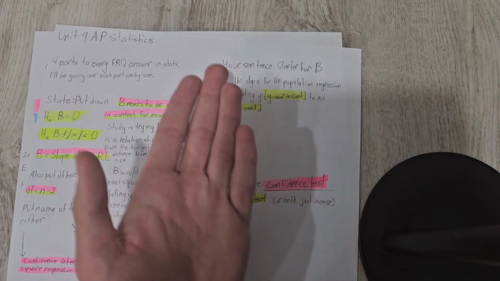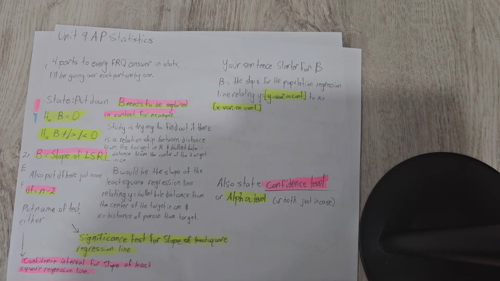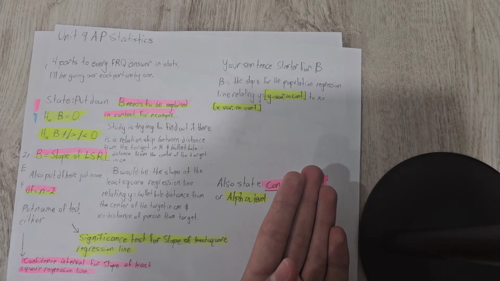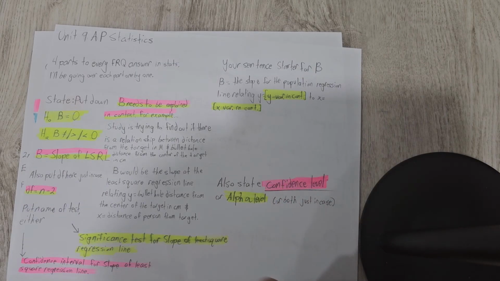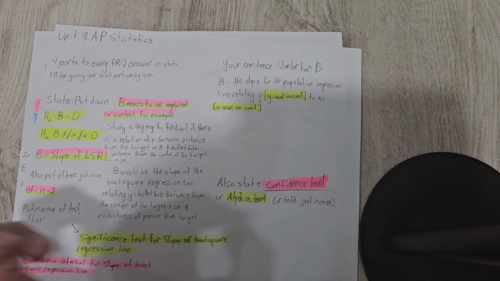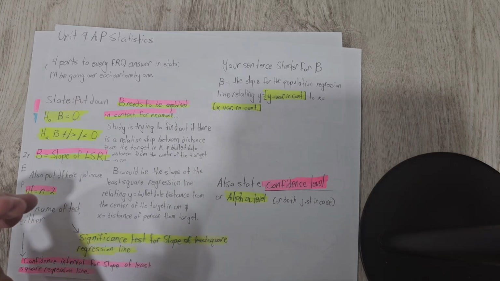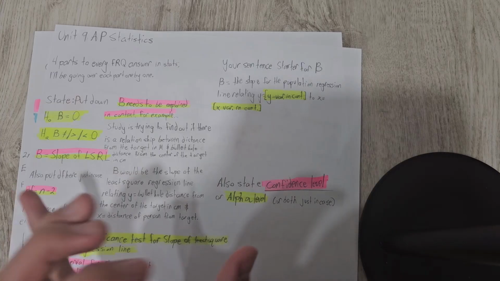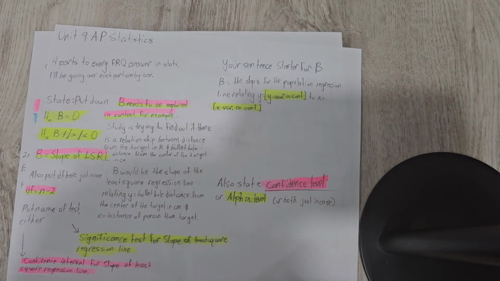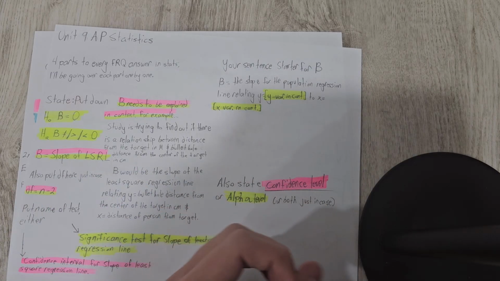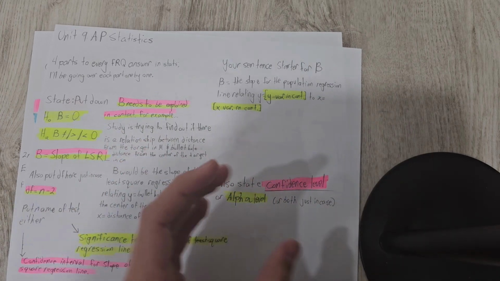Now, if we're trying to talk about it in context, we would write B is the slope of the least squared regression line relating y is equal to bullet hole distance from the center of the target in centimeters, and x is equal to the distance of the person from the target in meters. Also, you want to state the alpha level in significance tests, as well as the degrees of freedom. With this one specifically, your degrees of freedom is the number you have minus 2. So if I had 30 participants, I would have a degrees of freedom of 28. Okay, it's just that simple. Just subtract 2. Super easy.